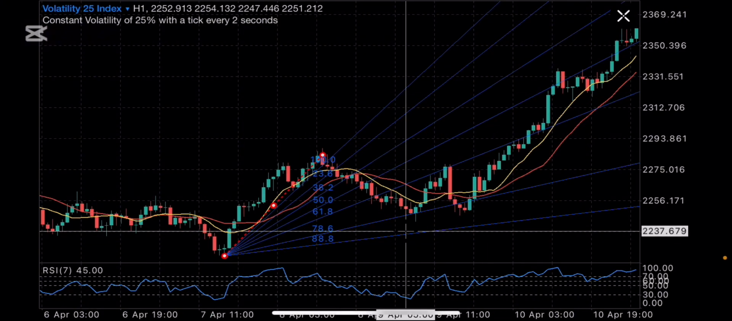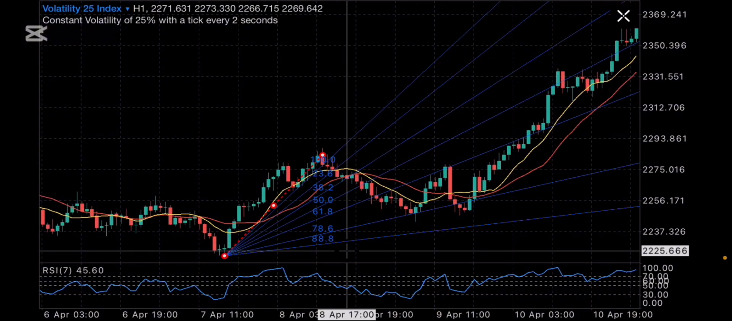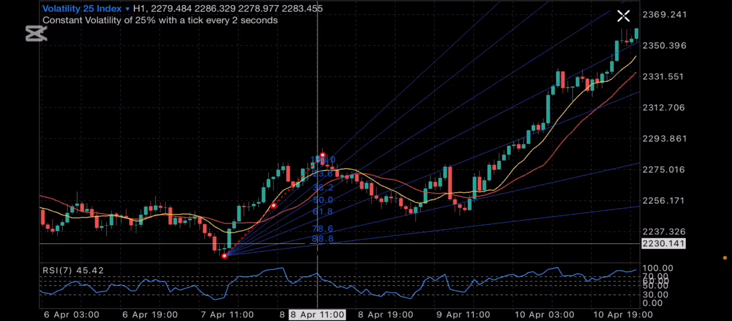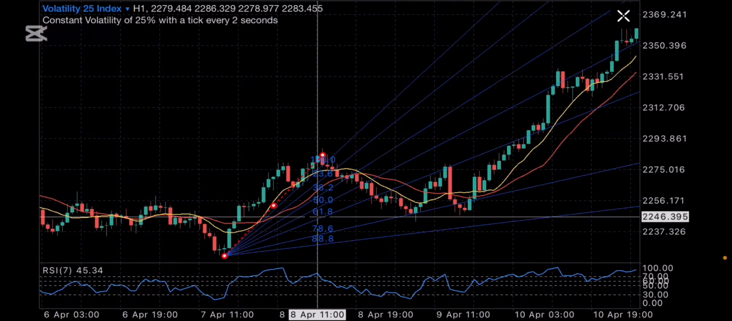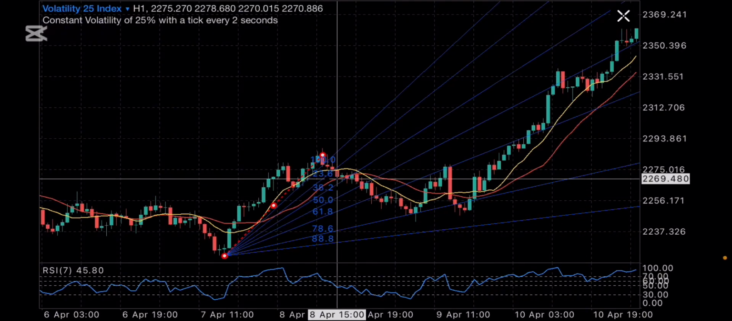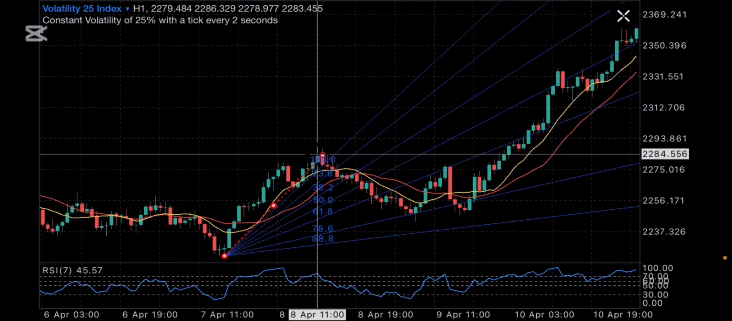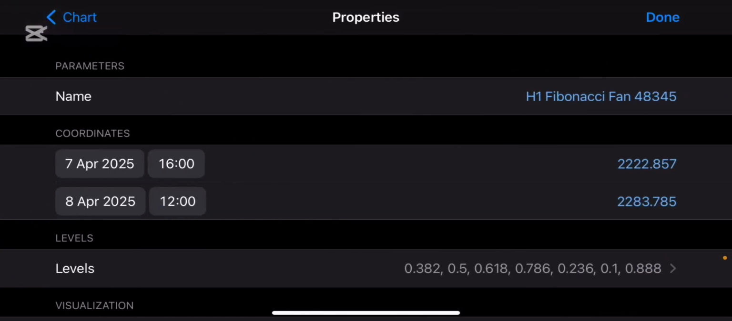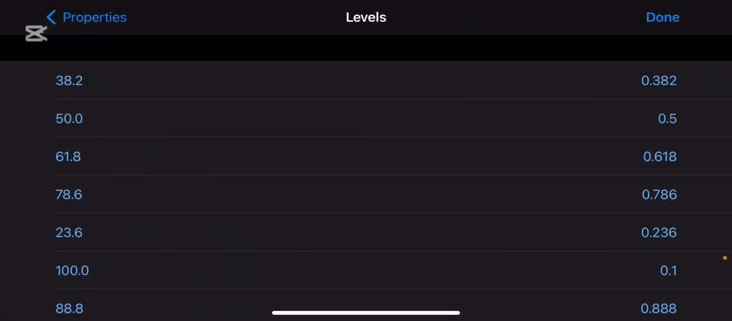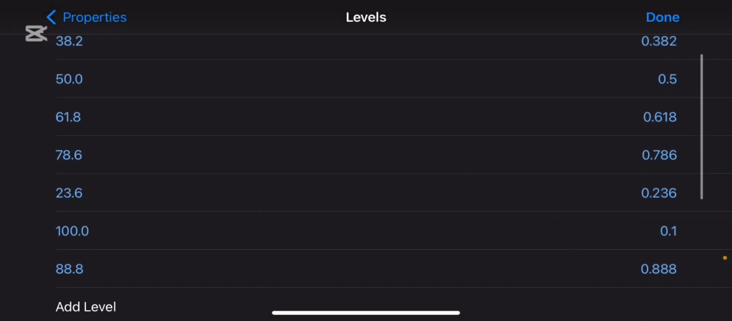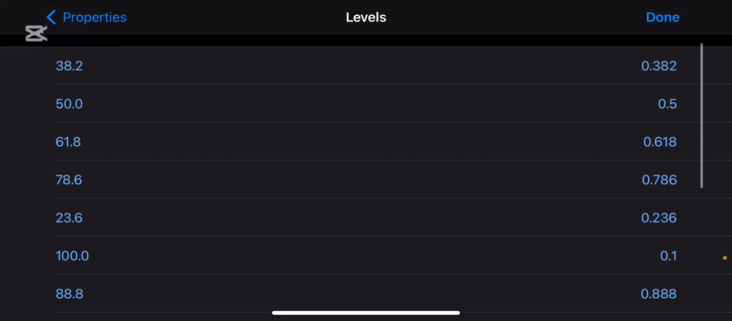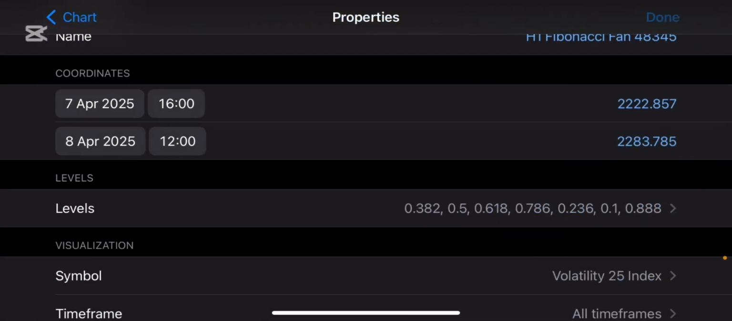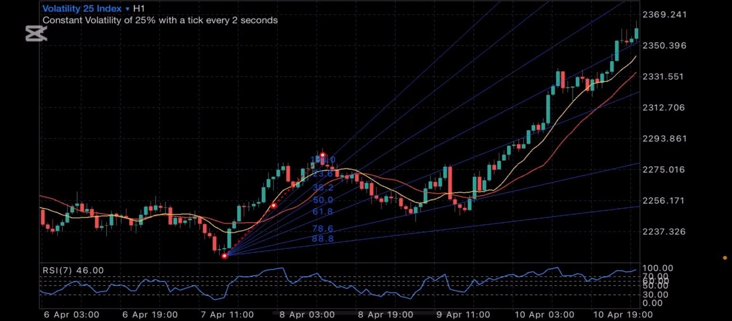Alright guys, I'm going to show you my exact projections of my Fib fan, so you can copy and paste. I don't know if you can see it very clearly, but I hope you can. 88.8, 78.6, 61.8, 50, 38.2, 23.6, and 100 Fibonacci. If yours doesn't have all this, you can include it. You click on the Fibonacci, go to properties, then go to levels, and you can see all the levels here. You can add them and add the decimal places of the same level. You can see how they look. Click on done, and you will have all those projections on your Fib fan.